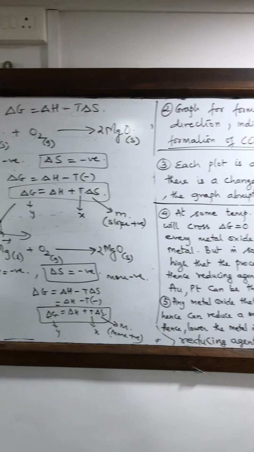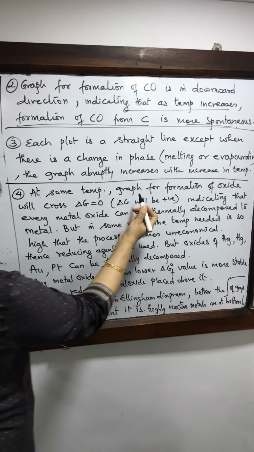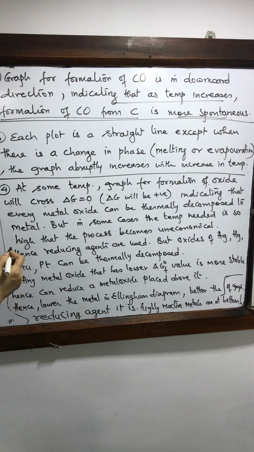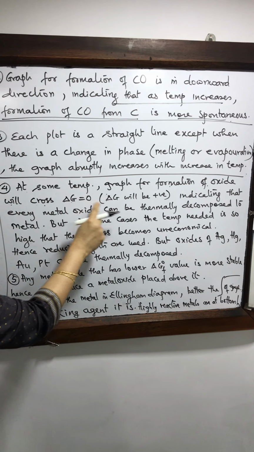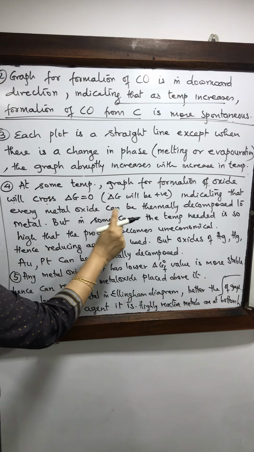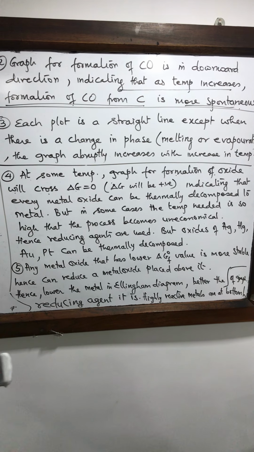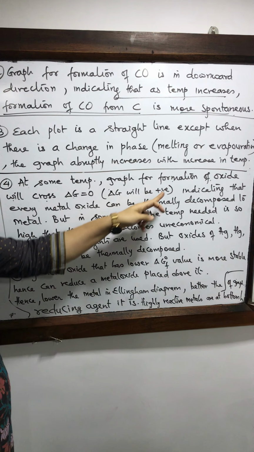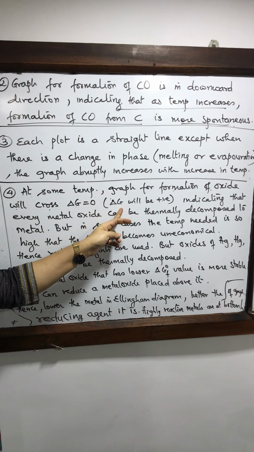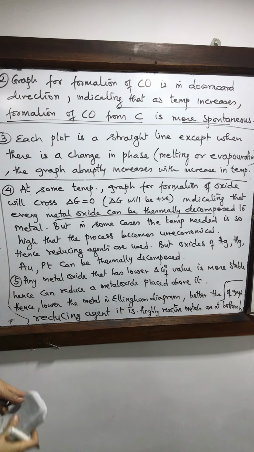Let us look at the fourth point now. The fourth point says that at some temperature, the graph for the formation of the oxide will cross delta G equal to 0. And if it crosses delta G equal to 0, that means delta G will become positive, indicating that every metal oxide can be thermally decomposed. Delta G positive means non-spontaneous reaction. That means the formation of the oxide is non-spontaneous after a certain temperature, indicating that the metal oxide will decompose on its own to give us the metal.